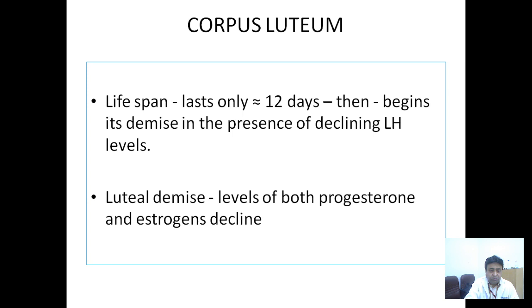Exactly what I was talking about just now. And this corpus luteum, in order to survive, needs the presence of a hormone known as luteinizing hormone. Okay. Now, the corpus luteum produces progesterone and estrogens. And if the corpus luteum dies off, then definitely the synthesis of the estrogen and the progesterone by the corpus luteum will be prevented. And in the absence of progesterone, you just cannot have a functional pregnancy. The pregnancy cannot be supported.